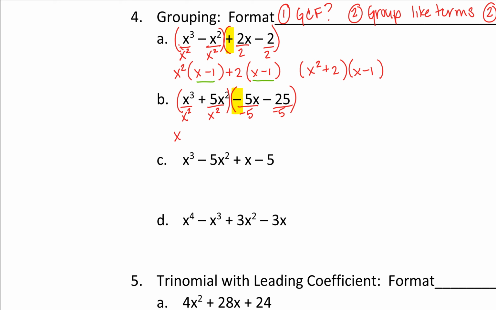So I'm going to write my new factors. I get x squared. When I do my division, I'm left with an x plus 5. That negative 5 goes out in front, and I'm left with an x. Negative 25 divided by negative 5 is a positive 5. I double check to make sure that my parentheses are exactly the same, and I'm going to write my new factor. The numbers out front go into their own parentheses, and that x plus 5 goes into its own parentheses.